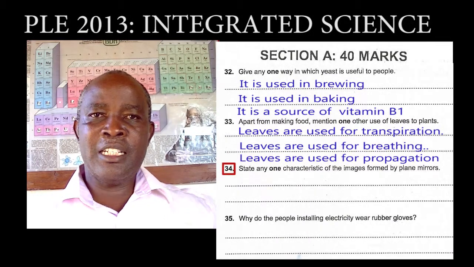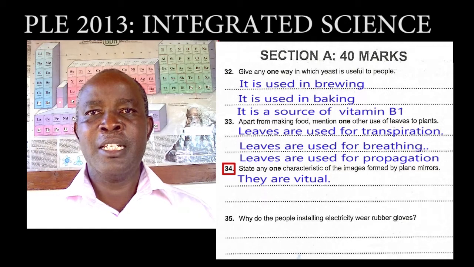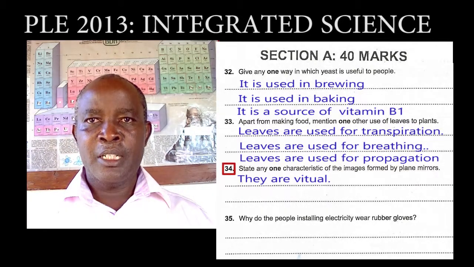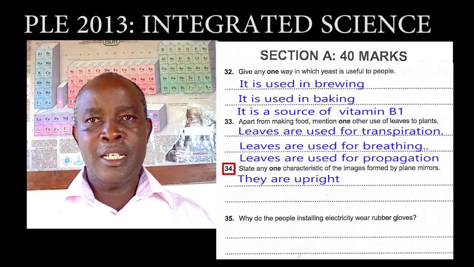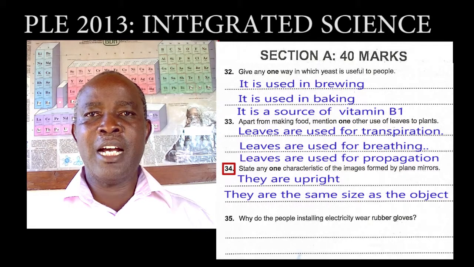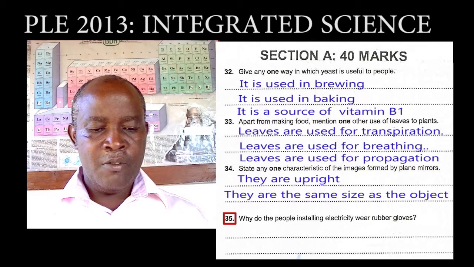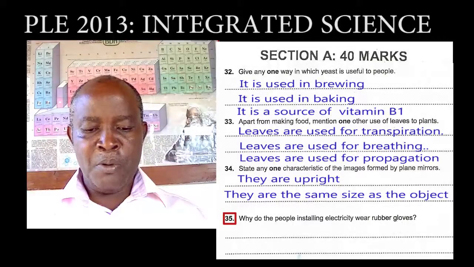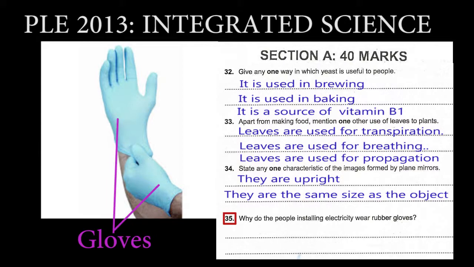Number 34. State any one characteristic of an image formed by a plane mirror. They are virtual. They are laterally inverted. They are upright. They are the same size as the object. Number 35. Why do people installing electricity wear gloves? To avoid electric shock.